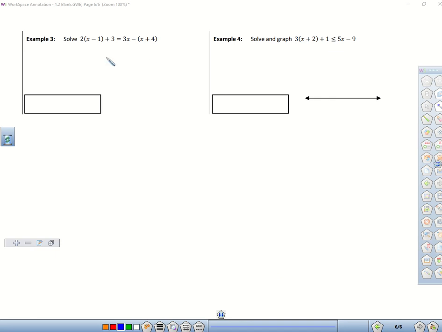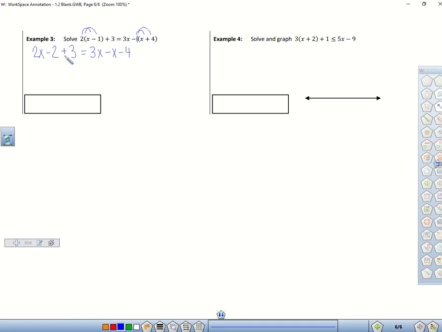So continuing on, we have a few more examples here. I'm going to use the distributive property. That's 2x minus 2 plus 3, just bringing down the 3 here, is equal to 3x. Now I'm going to distribute that negative. Remember, you have to distribute the negative when you have parentheses like that. That's like multiplying by a negative 1. So everything's going to change signs inside the parentheses due to that minus.